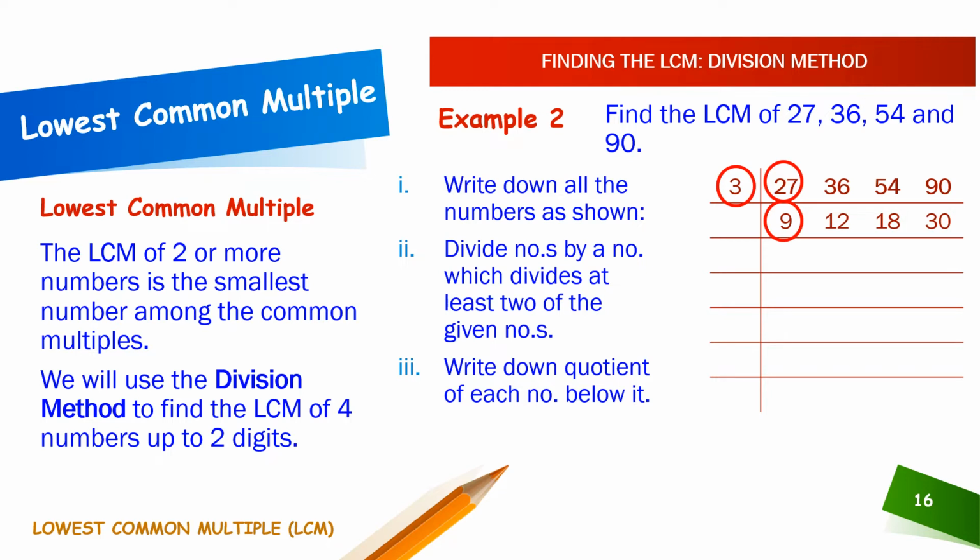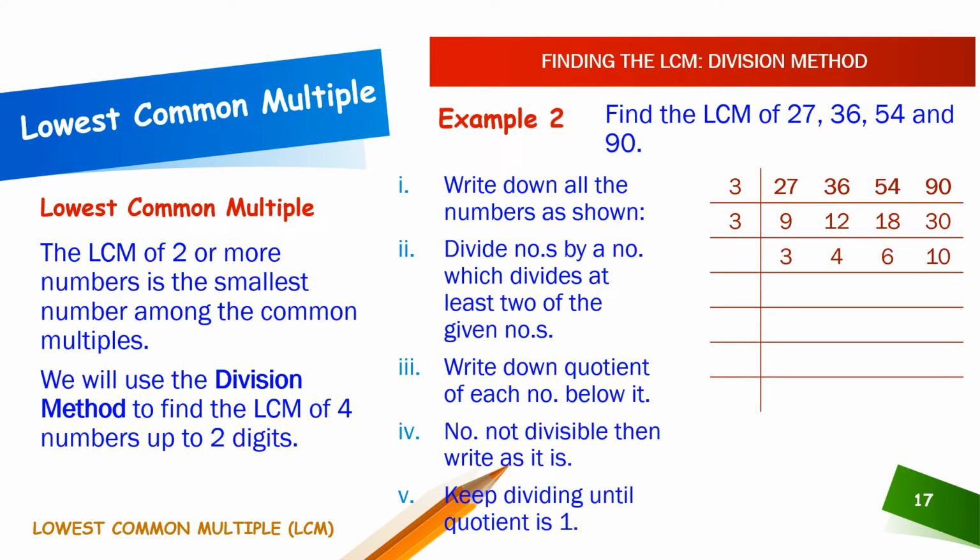So 27 divided by 3 is 9. 36 divided by 3 is 12. 54 divided by 3 is 18. And 90 divided by 3 is 30. If the number is not divisible, then write it as it is. Keep dividing until the quotient is 1. Write down the quotient of each number below it.